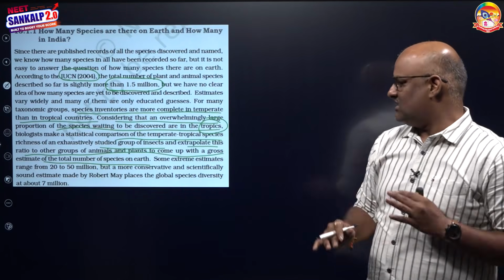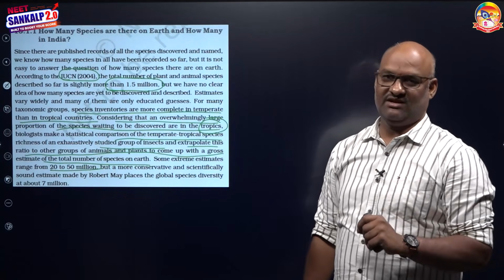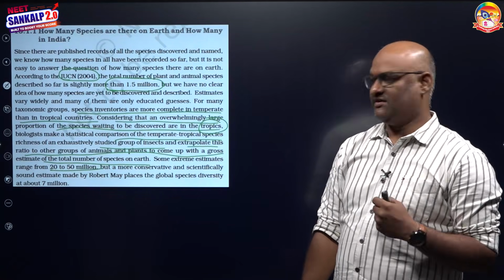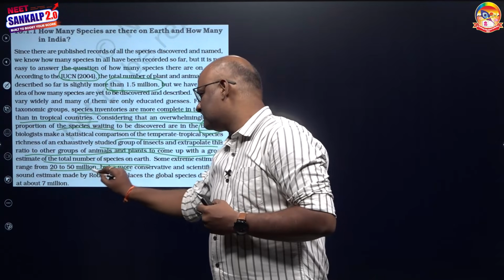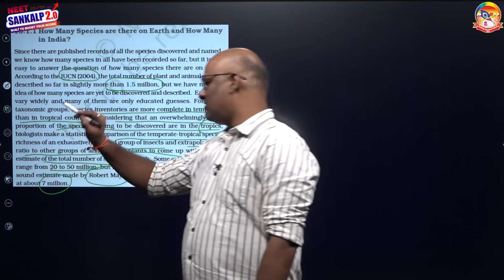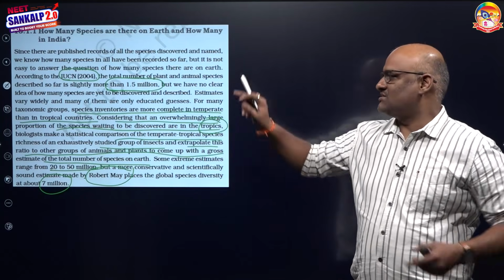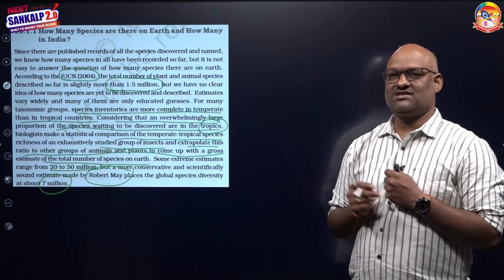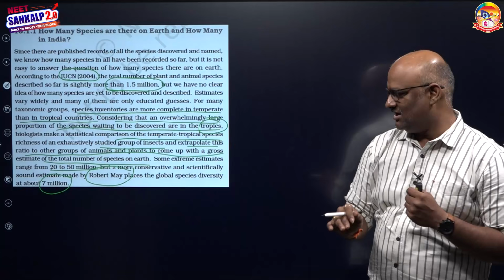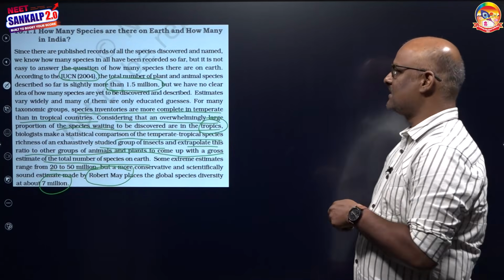The extreme estimates, the estimates of different scientists, give 20 to 50 million, but Robert May's estimate of global species diversity is about 7 million. So many numerical values which you have to remember here. So IUCN 1.5 million, extreme estimates 20 to 50 million, and Robert May's estimate 7 million.